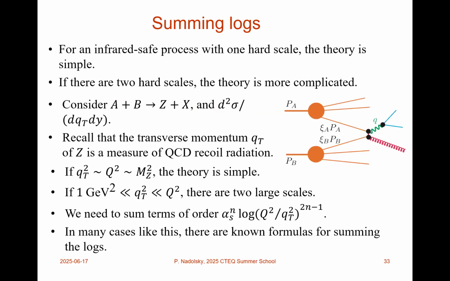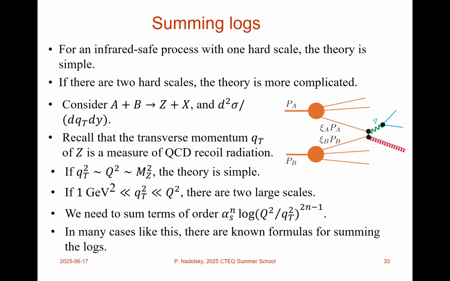A typical example: first of all, let me remind you why this is the issue. The issue is that for an infrared safe process with one hard scale, the theory is simple, but if there are two hard scales, we need to do something else, right? So for example, we take this Drell-Yan process, and now we measure the transverse momentum of the particle, in addition to the rapidity. If Qt squared is of order Q squared, we produce a high PT Z boson. Then Qt squared and Q squared is just one hard scale. I don't draw any distinction. I apply the standard one scale factorization formula, just like here.